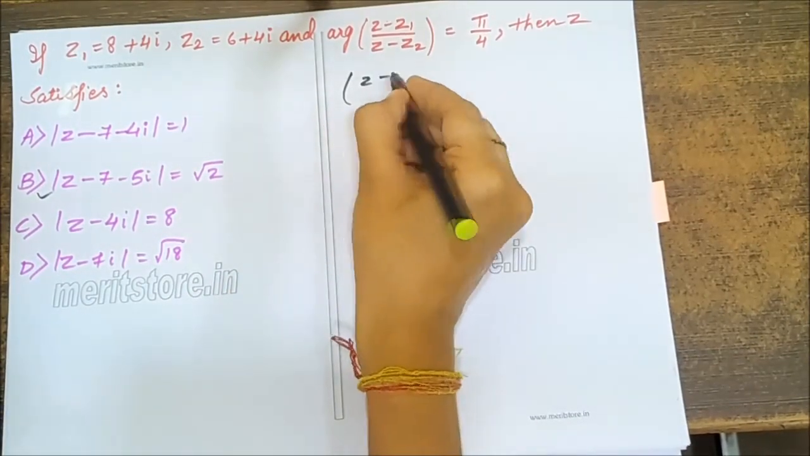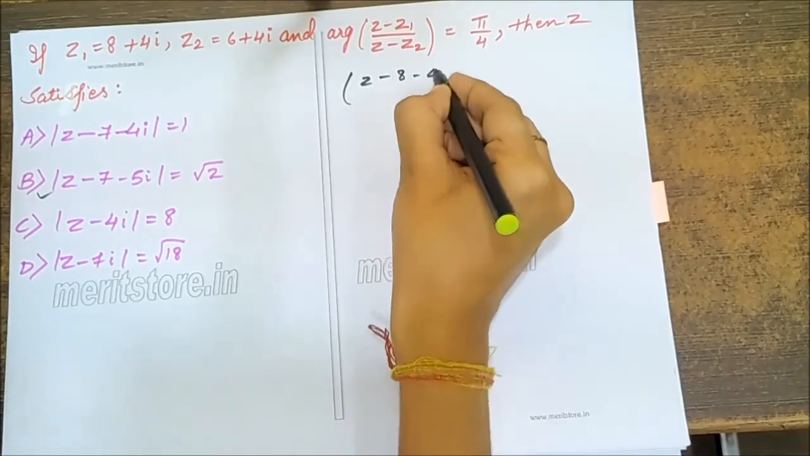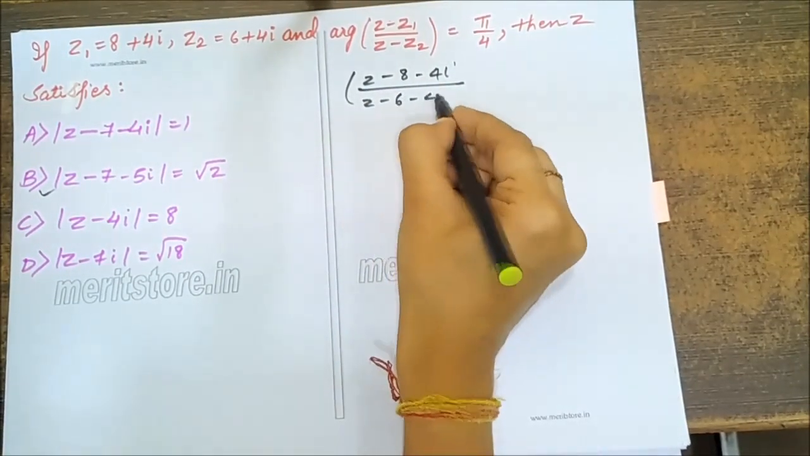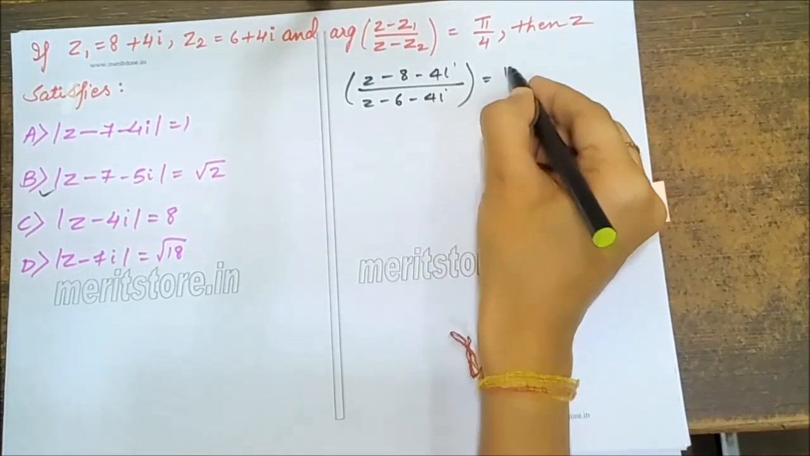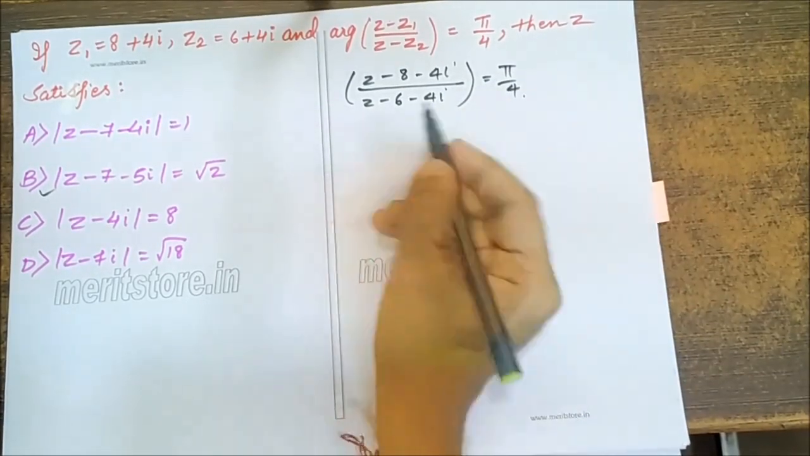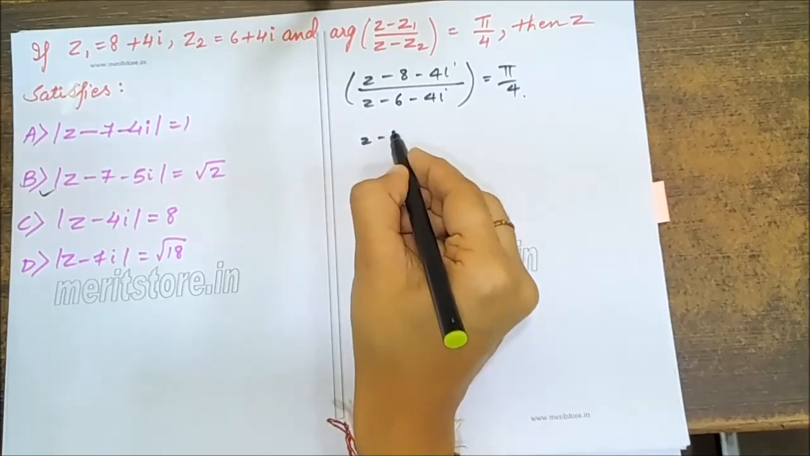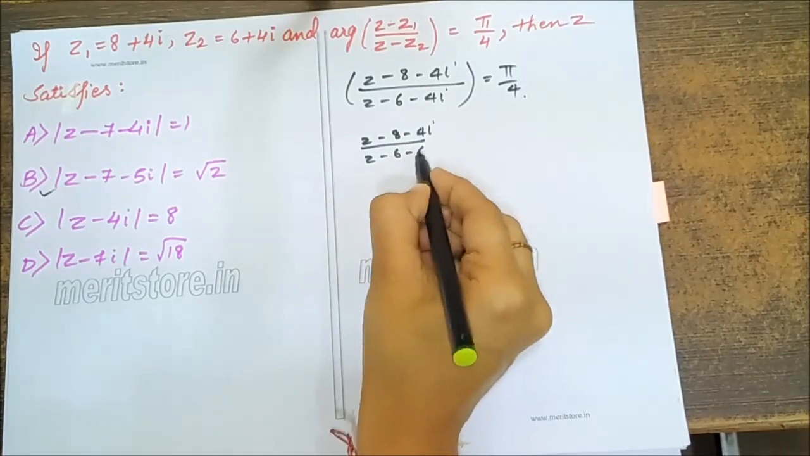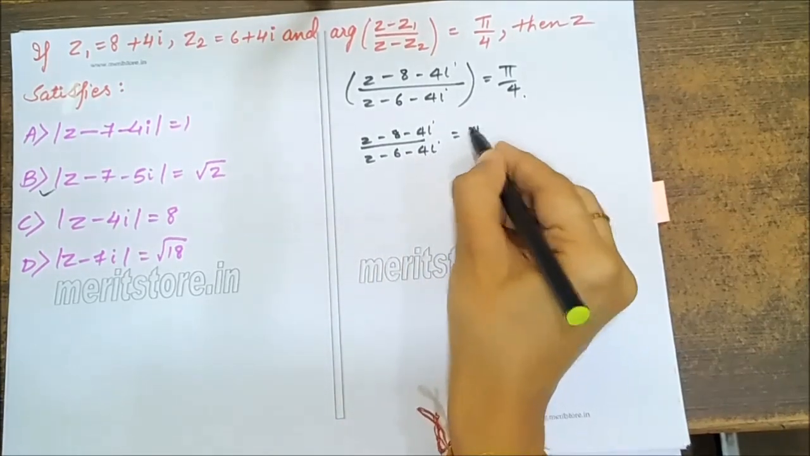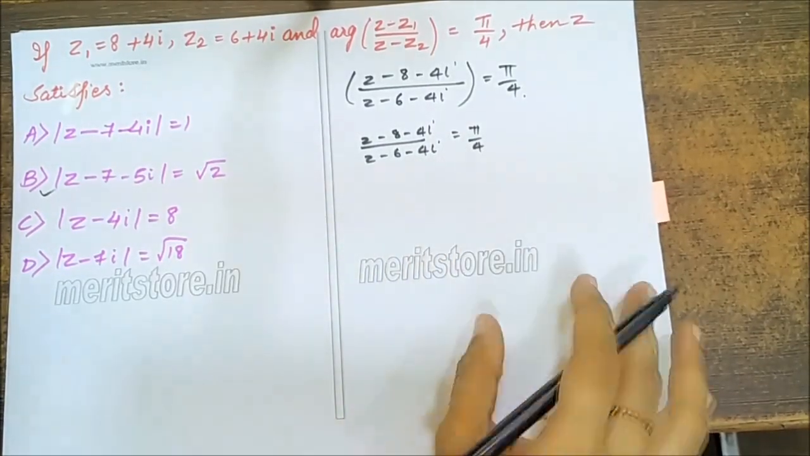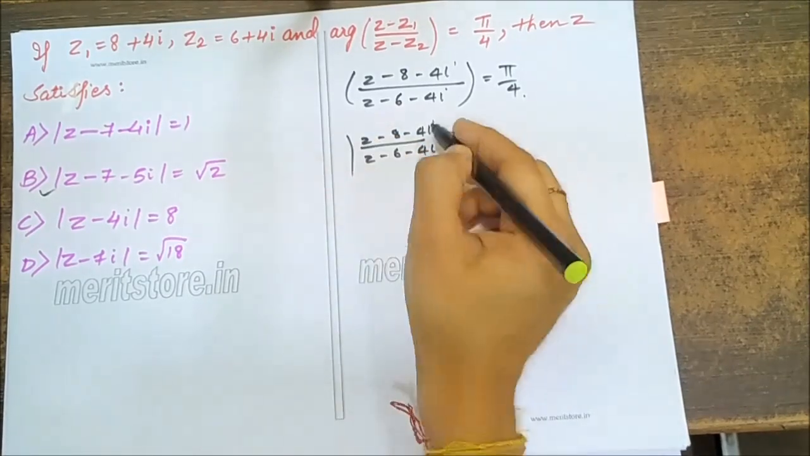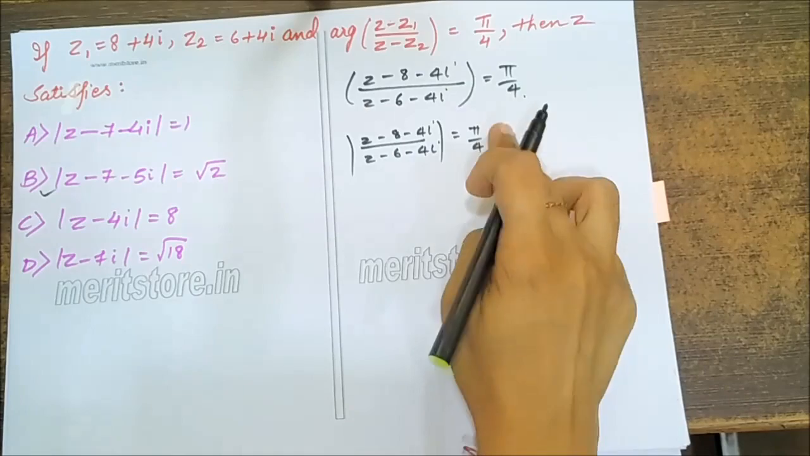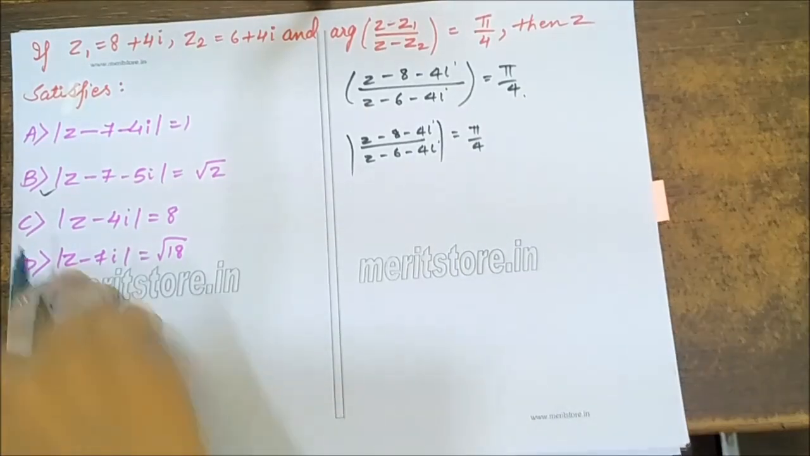z minus 8 minus 4i upon z minus 6 minus 4i is equal to pi by 4. Here you simplify, you get in the modulus as z minus 7 minus 5i equal to root 2.